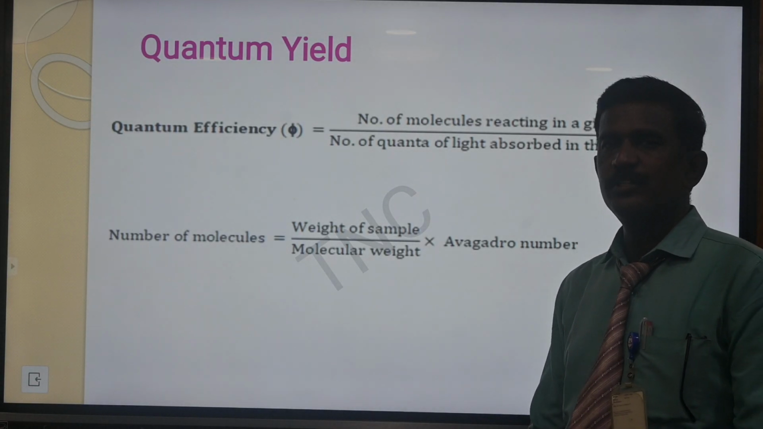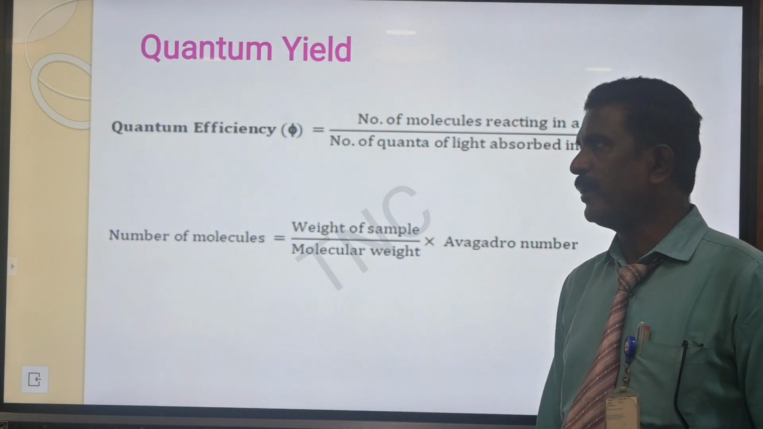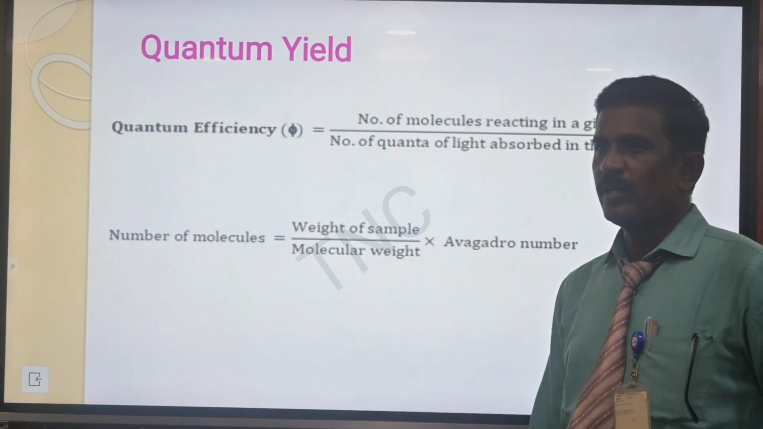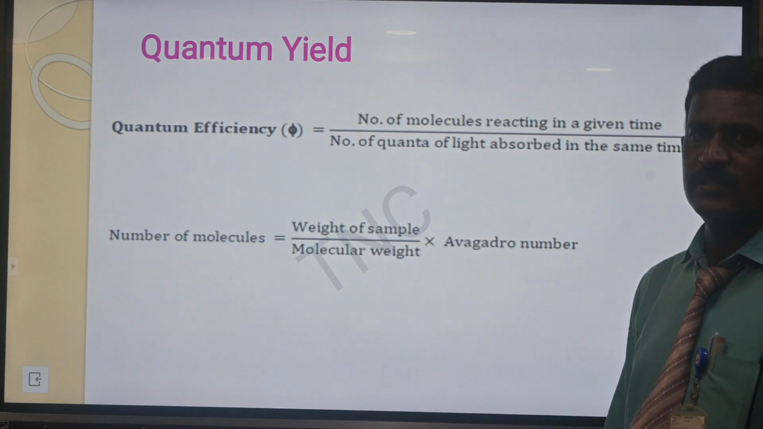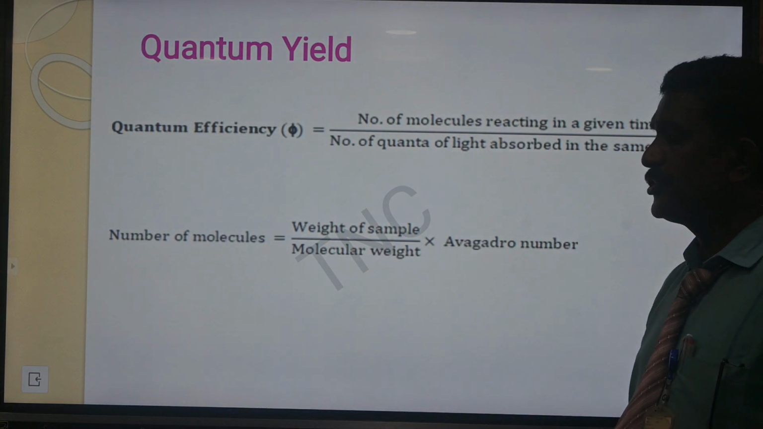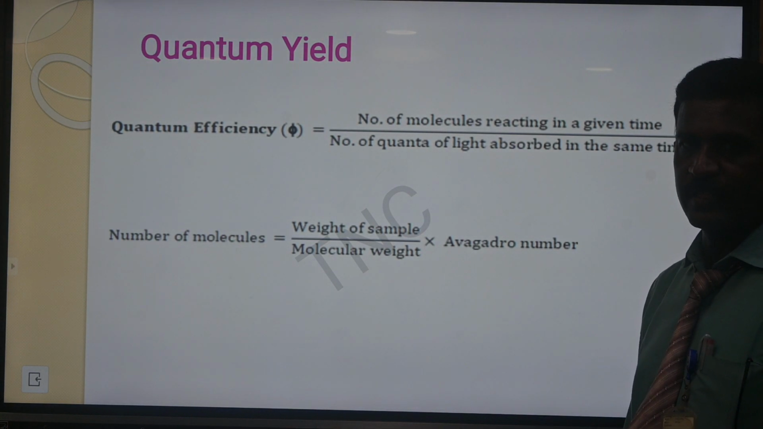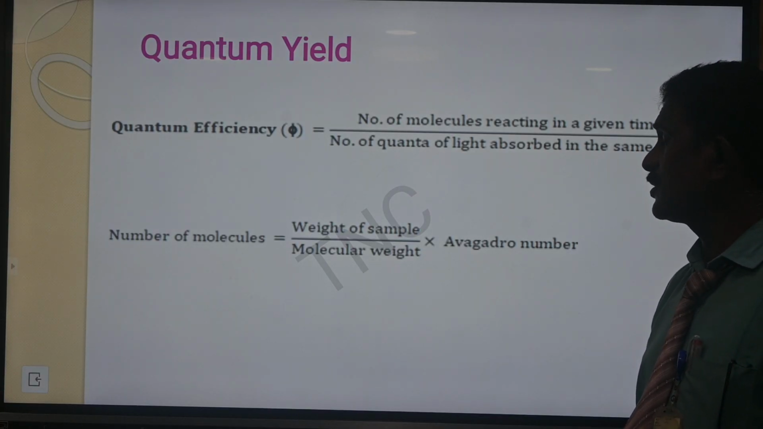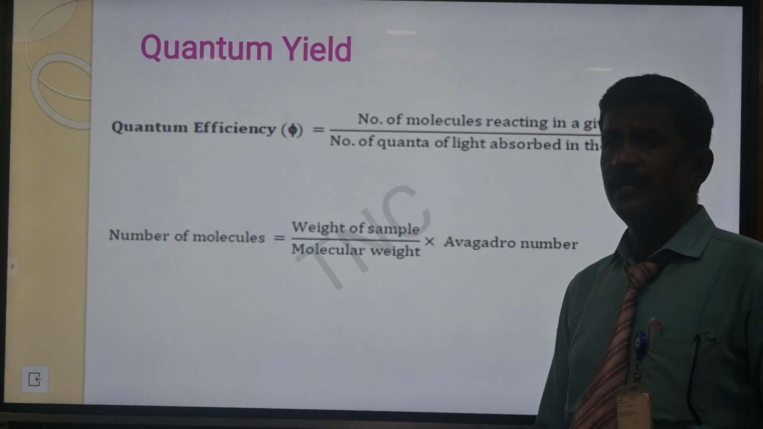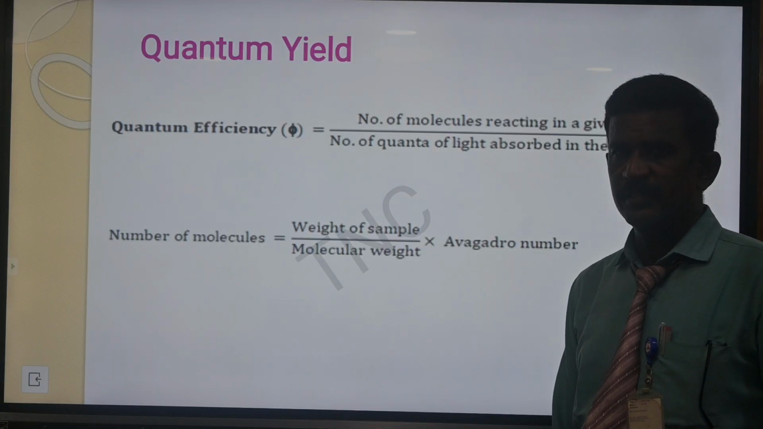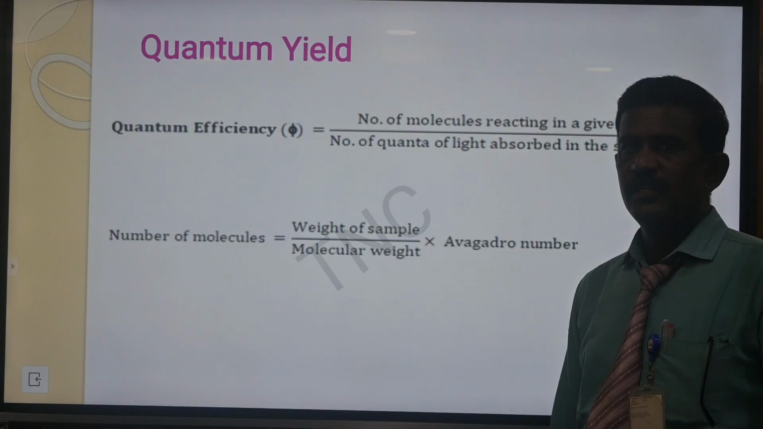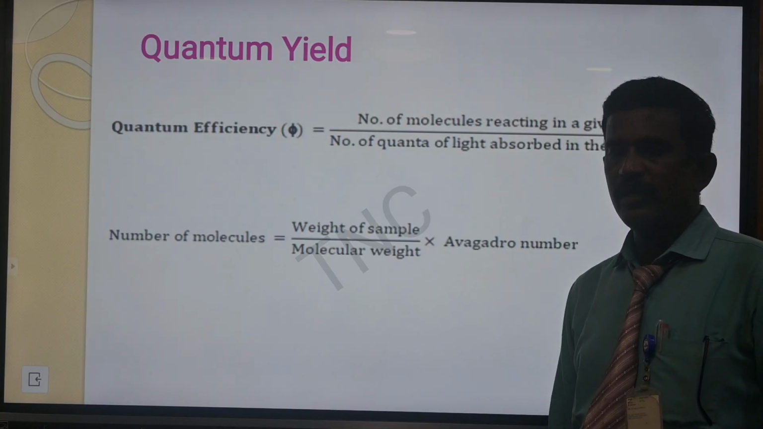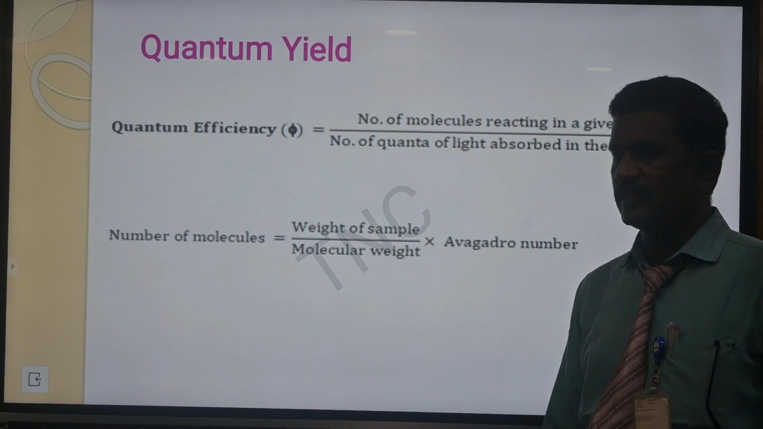Now let's see what is meant by quantum yield. What is meant by quantum yield? Quantum yield is nothing but the ratio between the number of molecules reacted and the number of photons of light absorbed in the same time period. And this quantum efficiency may be equal to 1, greater than 1, or less than 1.